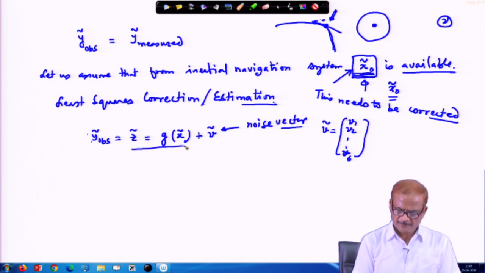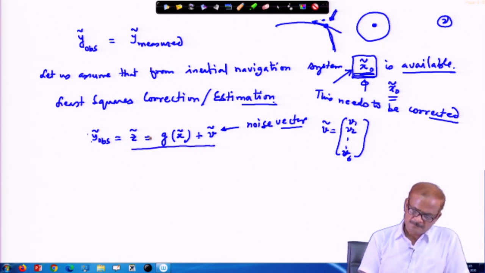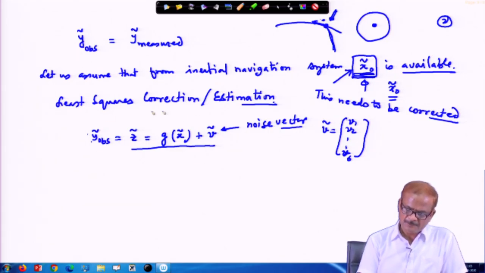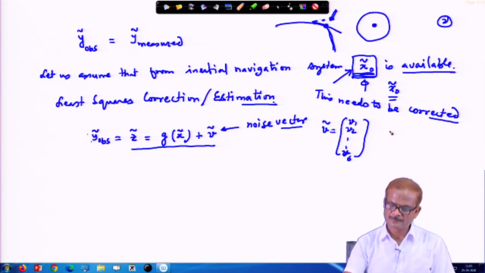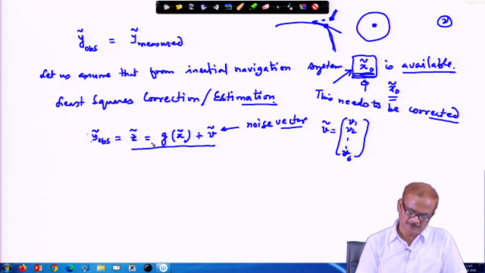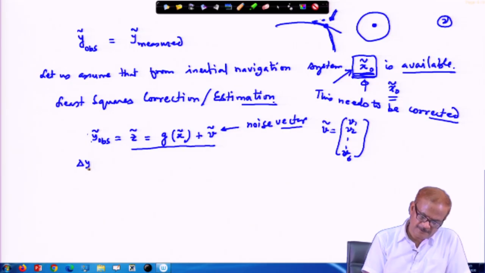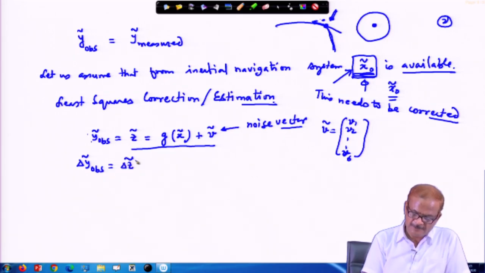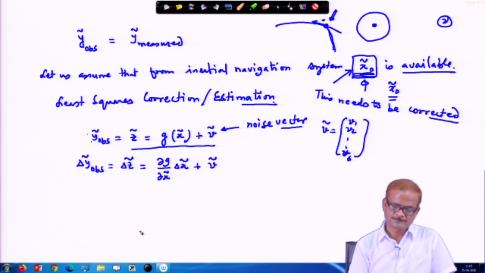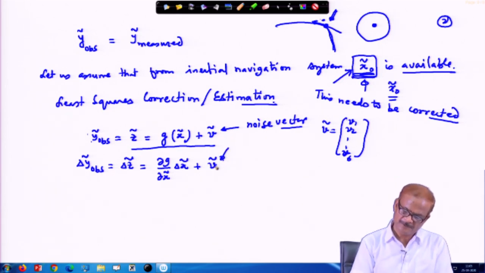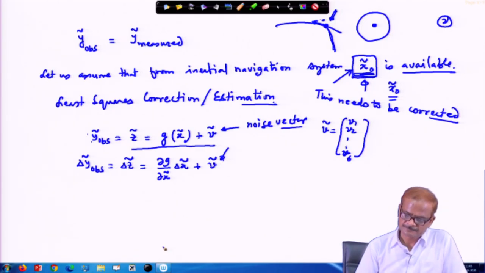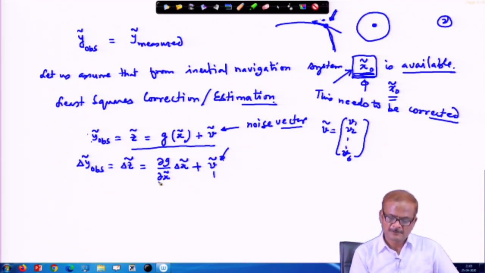And in this format, a least square estimation we apply in the form of the matrix inversion and other things. So, it is not possible. So, what we do is write it like this: delta y observation equal to delta z tilde equal to dou g by dou x tilde times delta x tilde plus nu tilde. This noise vector is kept like this while you are linearizing the system, but this noise does not get altered. Okay.